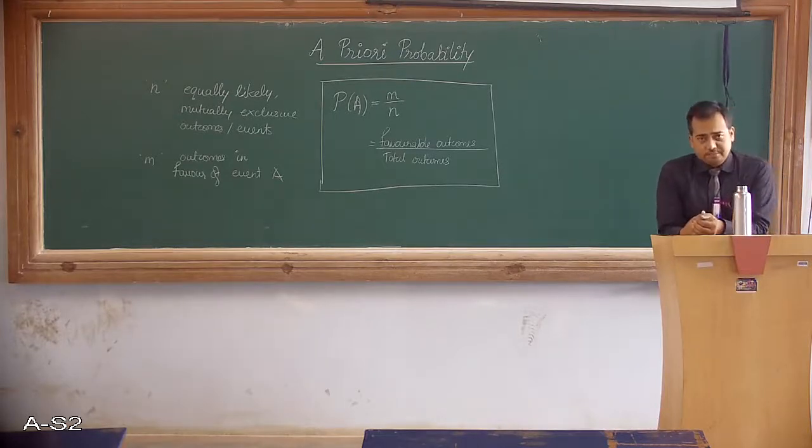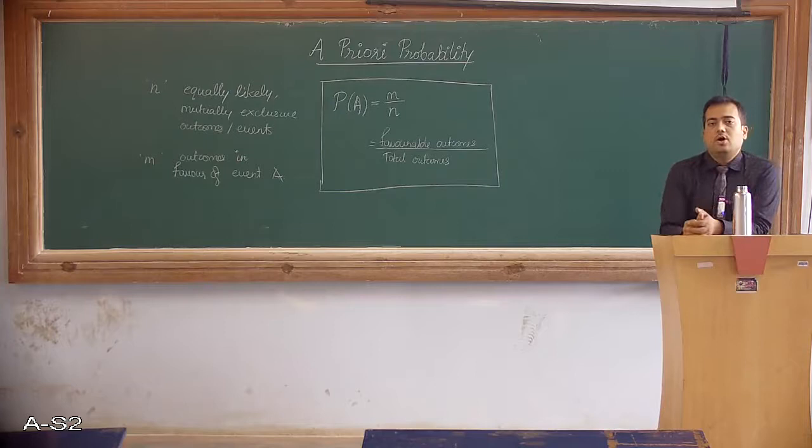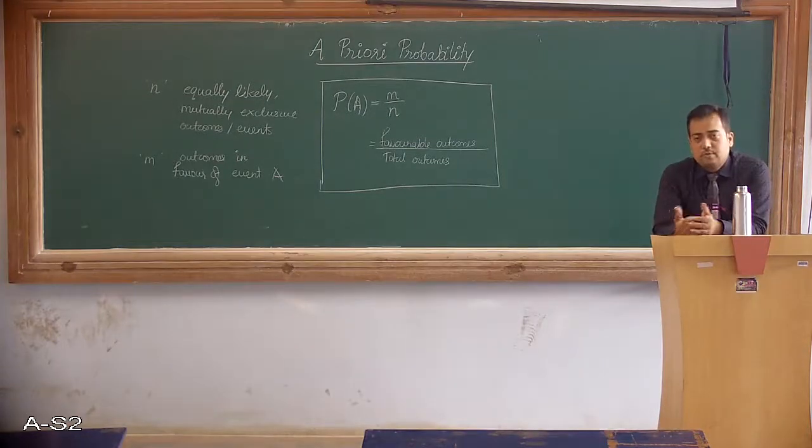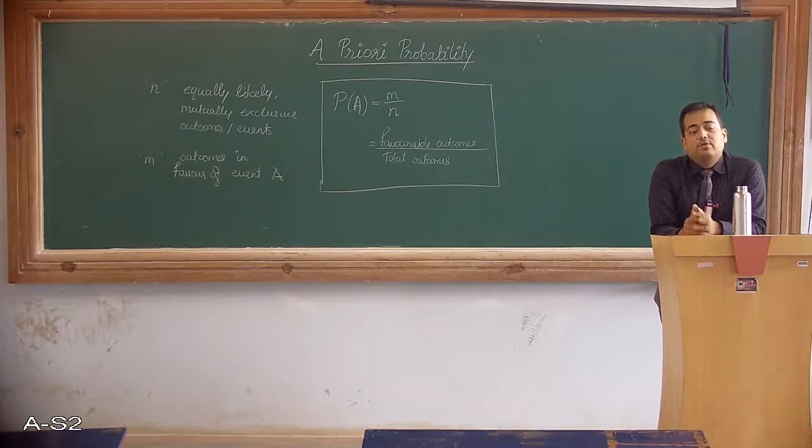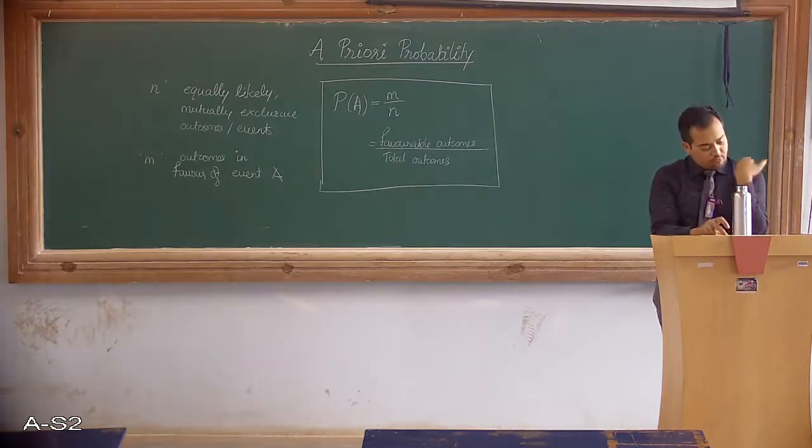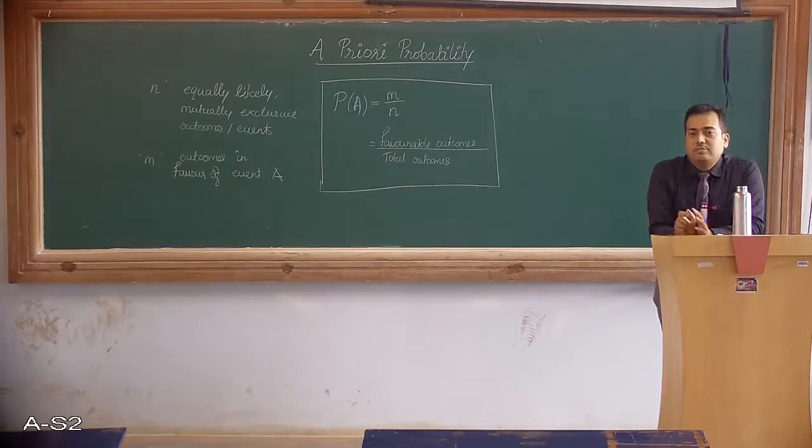suppose there are two members in a team and only one of them has to write the exam, then both of them have equal chances, because out of two you are going to select one. So your favorable outcomes are only one because we are selecting only one, and the total outcomes are 2. So 1 by 2 gives you 0.5. So 0.5 means 50% chance for both of them.